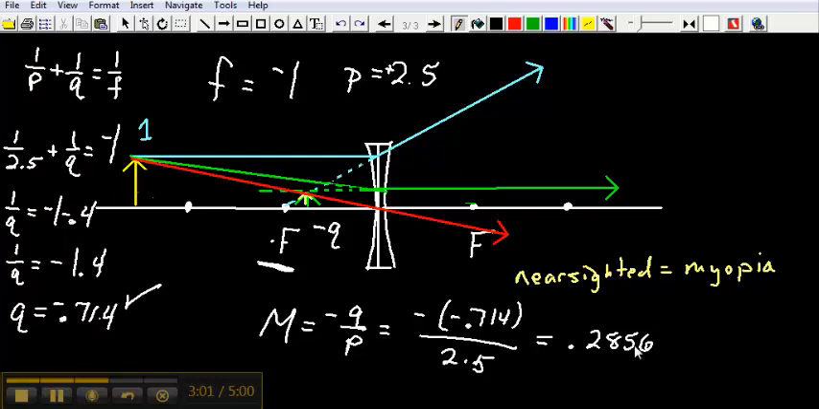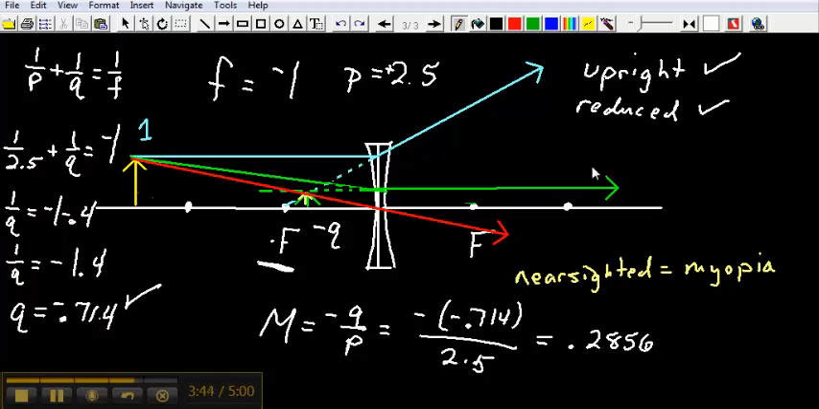So that means that is the percentage of what it started out. So maybe we say this started as an inch. This would be 0.2856 inches. Okay. Now you notice it's positive, which means it is upright, which it is. Okay. So upright. Positive value, upright image, that works really well. It's smaller than 1, so it's reduced or diminished. Math confirms the diagram.